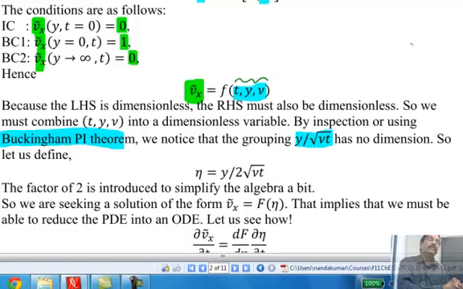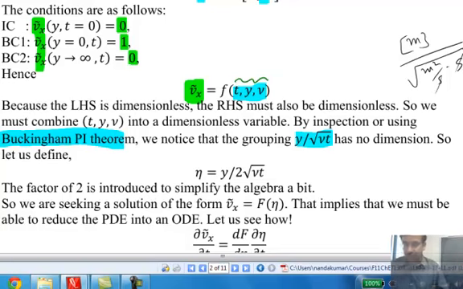For example, y has the units of meter, and in the denominator you have the square root of nu, kinematic viscosity, which has the units of meter square per second, and time has the units of second. So the second cancels out, the square root of meter square is meter, so meter over meter is dimensionless. So that combination of the three variables has no dimension.